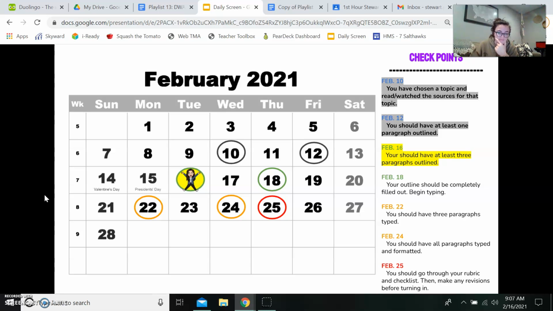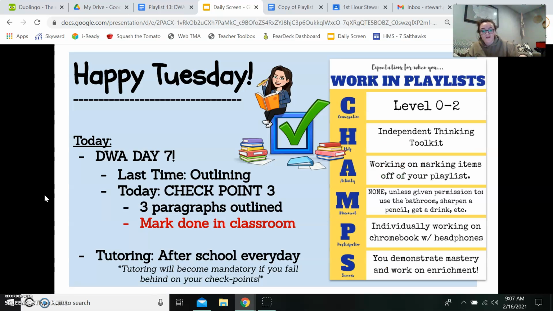Really, guys, we're about to the halfway point. So you need to make sure that you're keeping up with these checkpoints, because if you are not, then you guys are going to have to start coming after school with me starting tomorrow. So how do you avoid doing that? Number 1, keep up with your work. Number 2, make sure that you go in and mark your checkpoints as done.